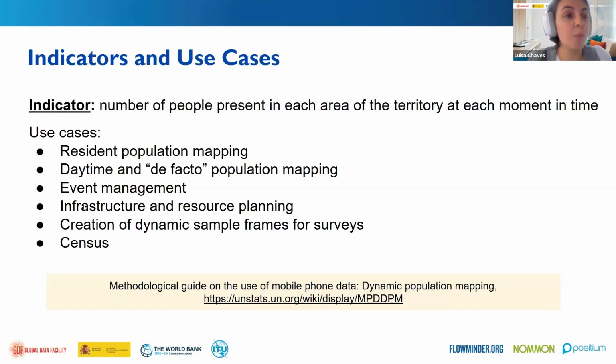Now we're going to see a few examples of use cases that are related to resident population mapping, daytime and de facto population mapping, event management, infrastructure and resources planning, creation of dynamic sample frames for surveys, and census.